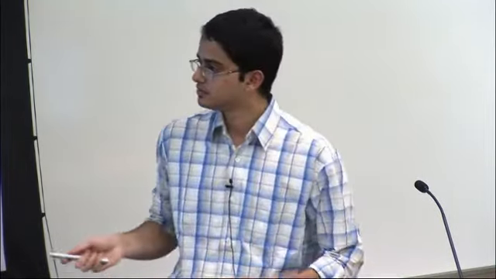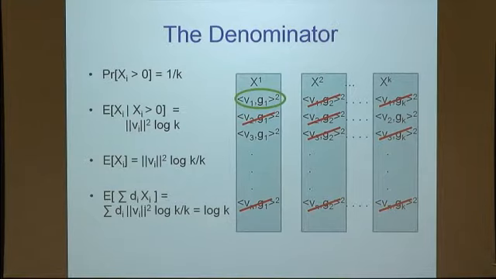So to compute the expected value of the denominator, I just sum this over all entries, right? And recall that I had normalized the vi's in such a way that the summation over i of di times norm vi squared was exactly equal to k. So the denominator is exactly equal to log k. Okay? Any questions? So this was the easy part.